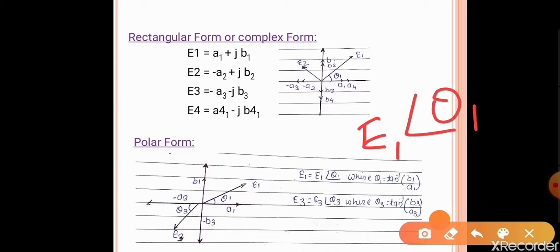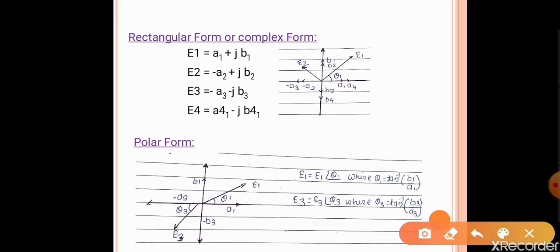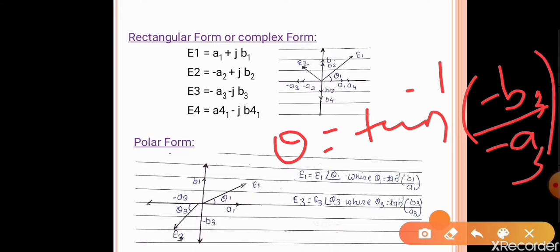So how can we write E1? E1 equals E1 at an angle theta 1. How can we find theta 1? Theta 1 equals tan inverse of B1 by A1. Now E3 equals E3 at an angle theta 3. So theta 3 equals tan inverse of minus B3 divided by minus A3. So this is the formula for finding theta 3.